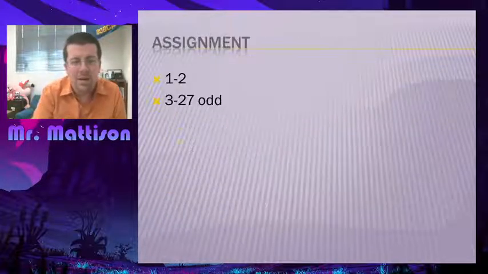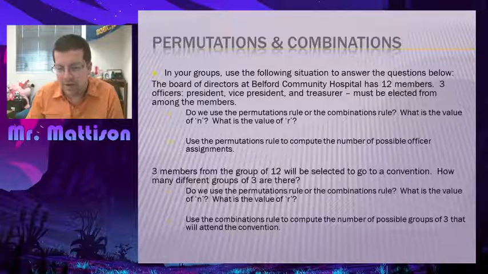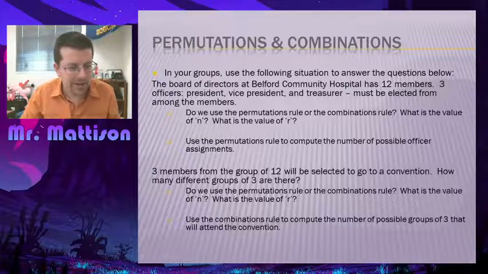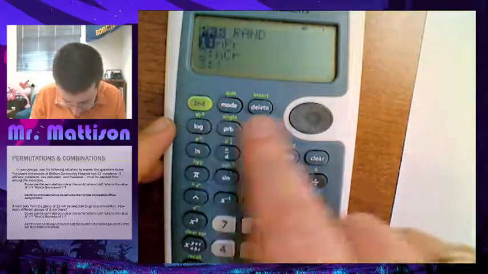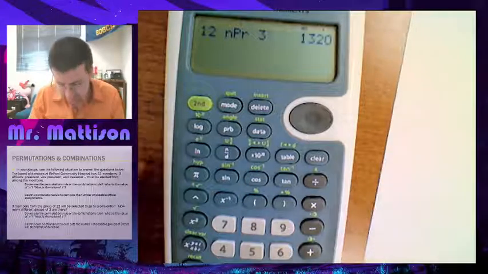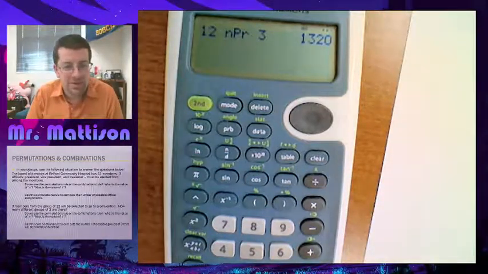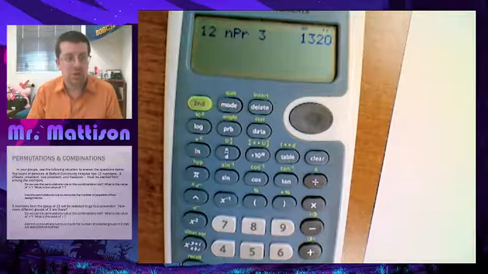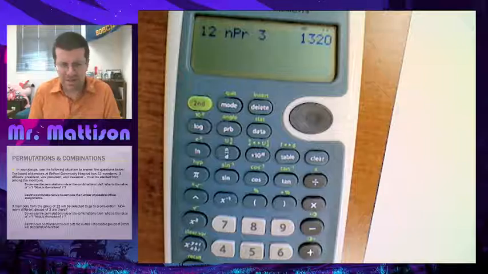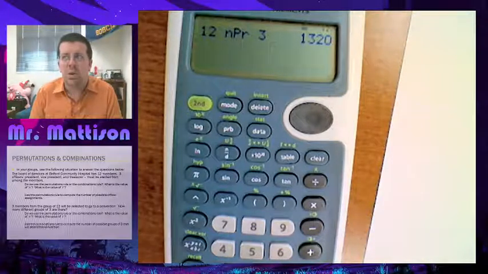So if we use our permutation rule there, I guess I don't have a slide for that. Let's pull up my calculator. So I would go 12, and then nPr 3. 1,320 different ways which I could choose my president, vice president, and treasurer out of those 12 people, which is a lot. And what you'll find is that these numbers get really, really big, really, really fast.